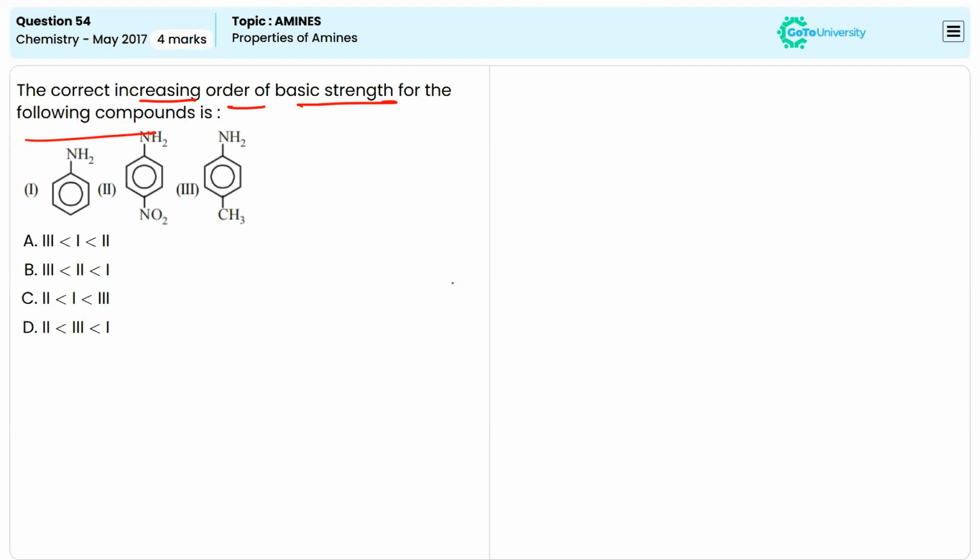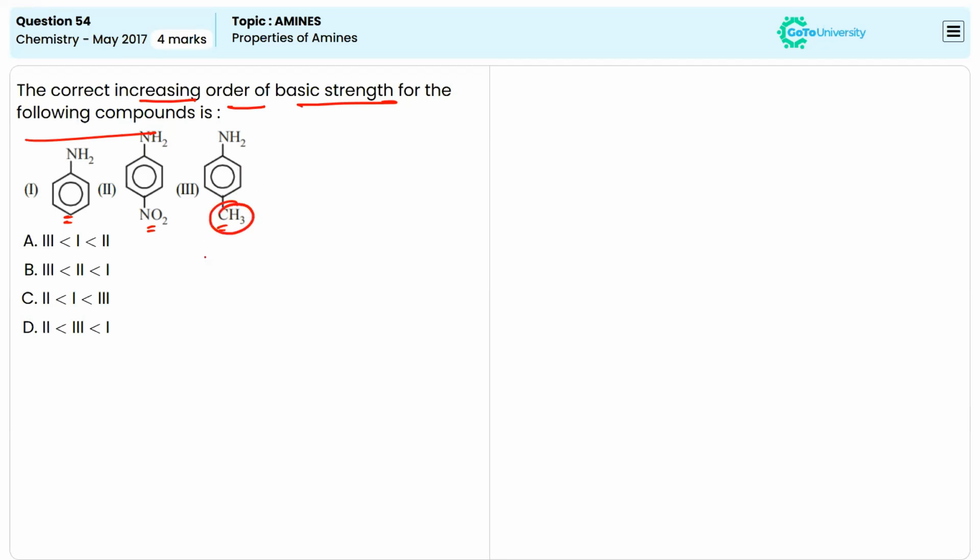So here we have three compounds. First is aniline, second one is paranitroaniline, and third one is paramethylaniline. That is aminotoluene also we can say. Among these three compounds, which is more basic in nature? In order to write the basic strength, we have to find out which one is giving the electron pair easily. So in the third one, we can see the CH3 group, right?